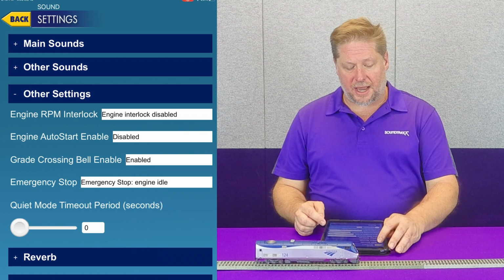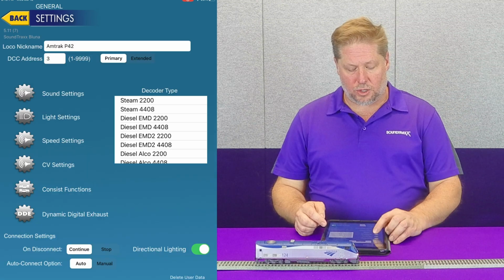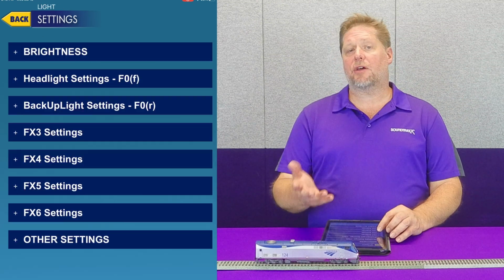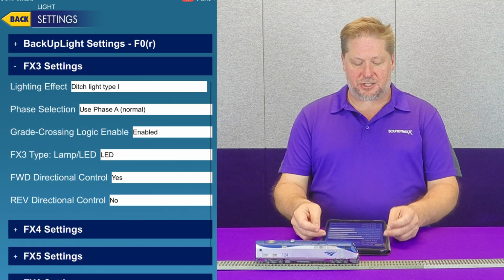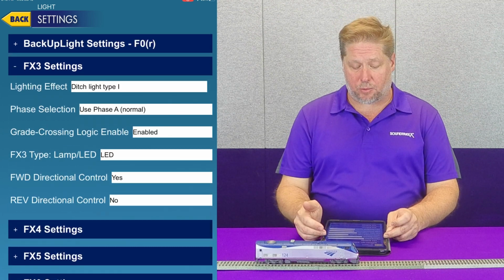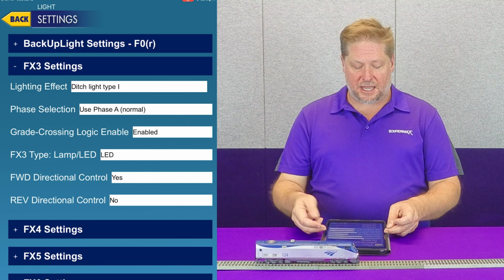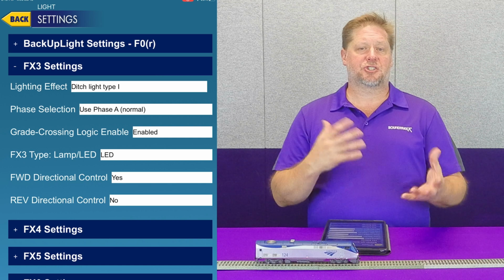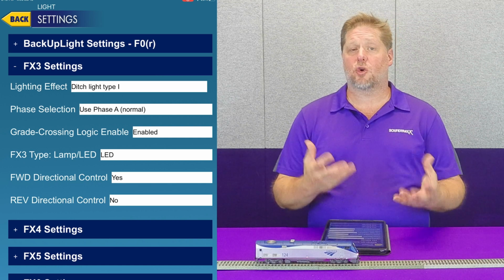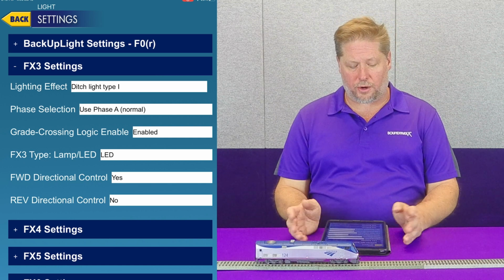Now, when we go to the lighting effects, let's go back. We'll go to light effects, and right now FX3 is one of our ditch lights. We'll go ahead and enter this. So now you see our lighting effect is ditch light type 1. We have our phase selection, and then right there, grade crossing logic enabled. And that lets us know that that particular lighting effect is going to be modified when you blow the horn.